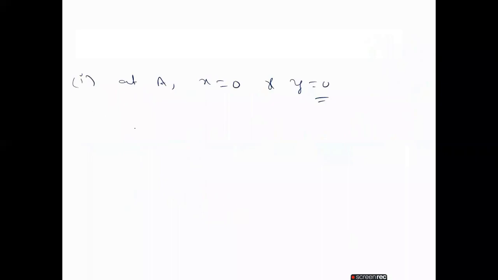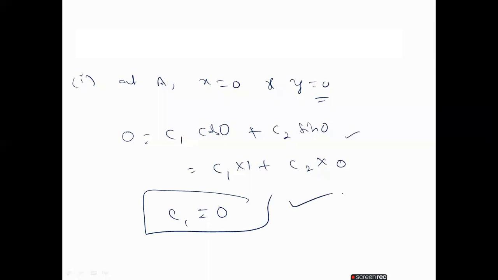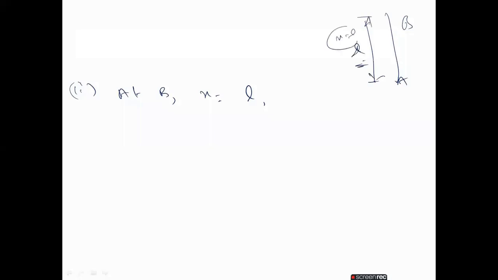So 0 equal to c1 cos 0 plus c2 sin 0. C1 cos 0 is nothing but C1, and C2 sin 0 is nothing but 0. So then C1 equal to 0. This we got from that condition. Now at point B, x equal to L, because this is AB and the total length is L. So x equal to L at point B and also y equal to 0.